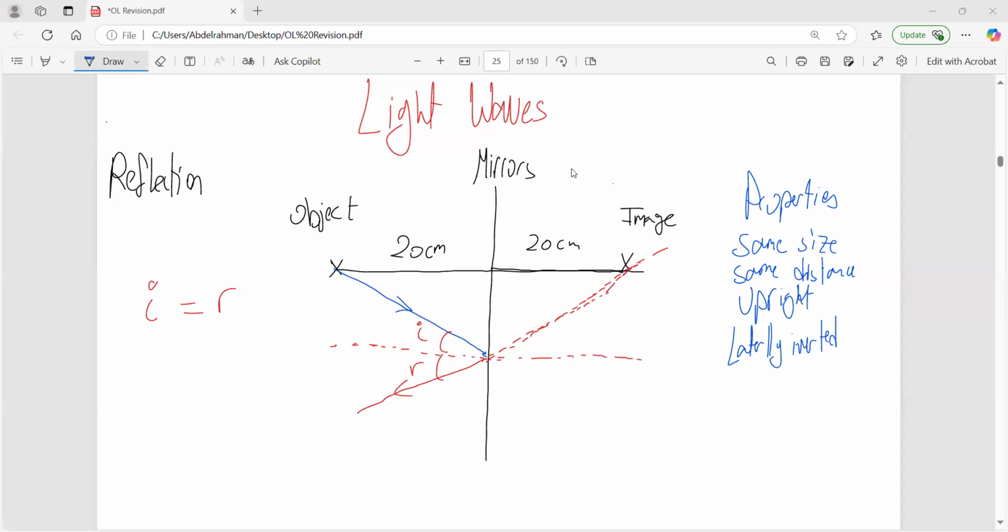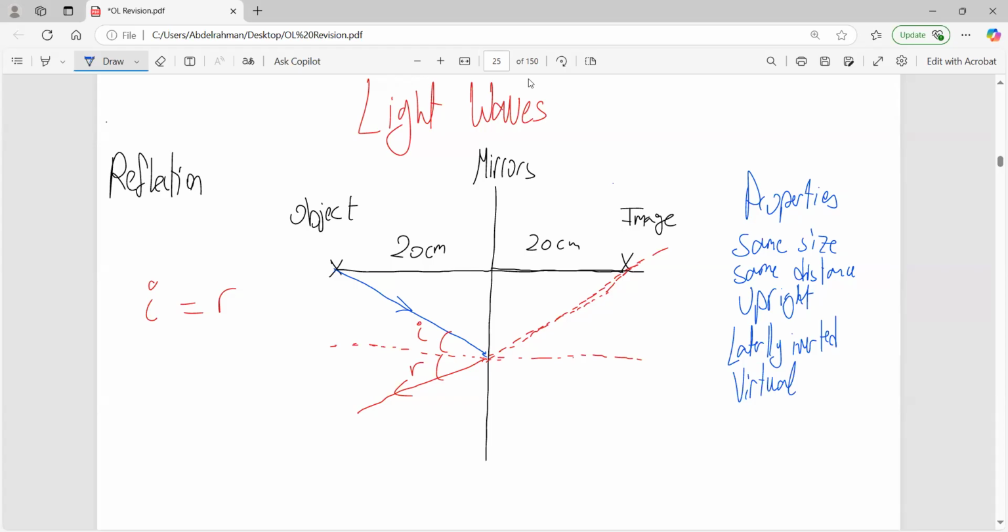And last but not least, an image produced in a mirror would be a virtual image. So now we have five properties for any image that is produced in a mirror.